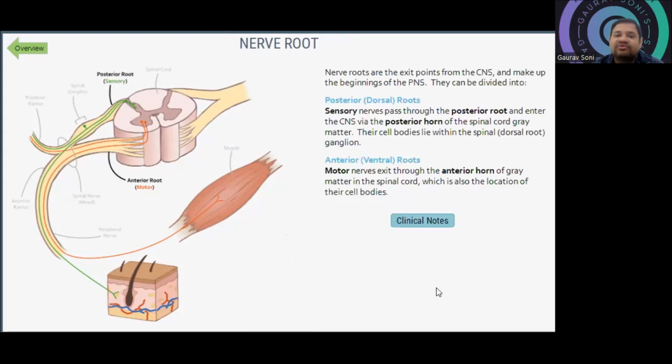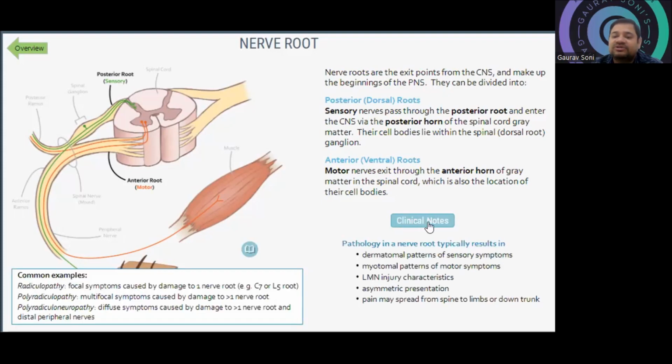Then talking about nerve roots. The nerve roots are the exit points from the CNS, making the beginning of the PNS. So there will be two again. The posterior will be called dorsal. They pass through the posterior root and enter the CNS via the posterior horn of the spinal cord, gray matter. Anterior will also be called ventral roots. They exit through the anterior horn, which is also the location of cell bodies.